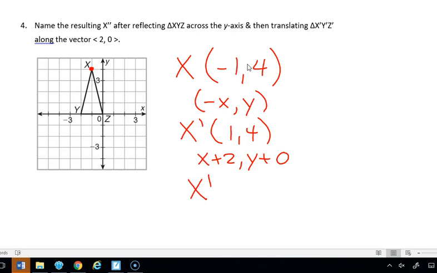So 1 plus 2 is 3. So it's going to give us 3 here, and 4 plus 0 is 4. So that's our final image of x double prime. Sorry, should have been double prime there.